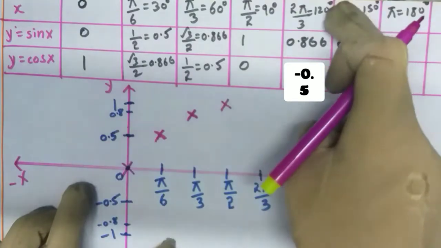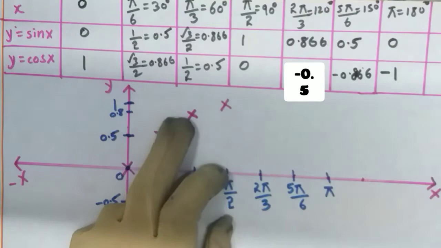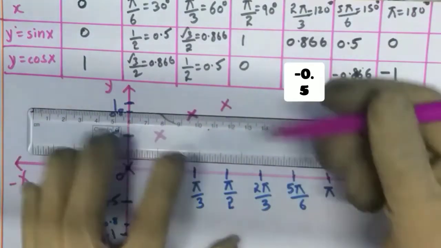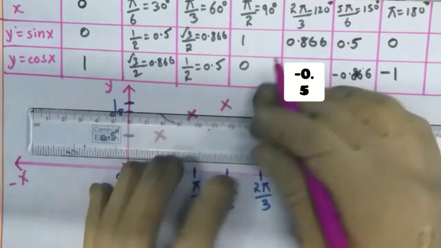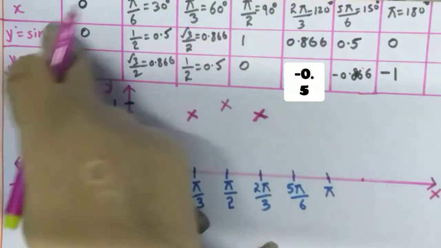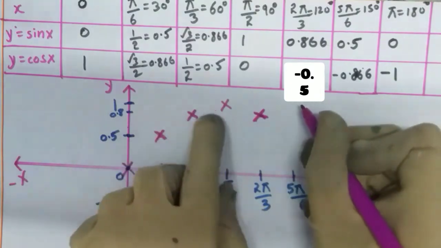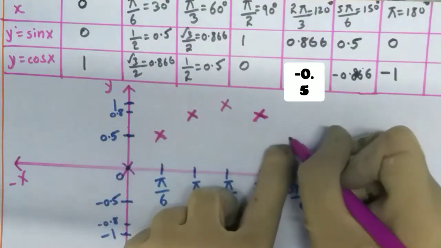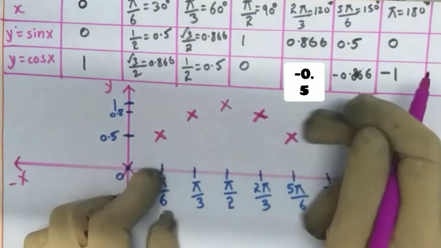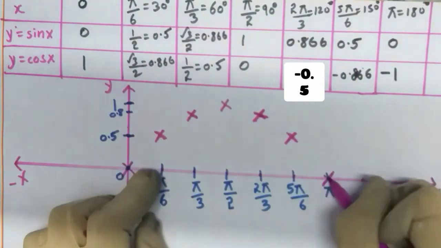When x is 120, y is 0.866 again. So it will be here. Next I have when x is 150, y is 0.5. 150, y is 0.5 means this is my point. Okay, 0.5. Next I have when x is 180, y is 0. So this is my point.